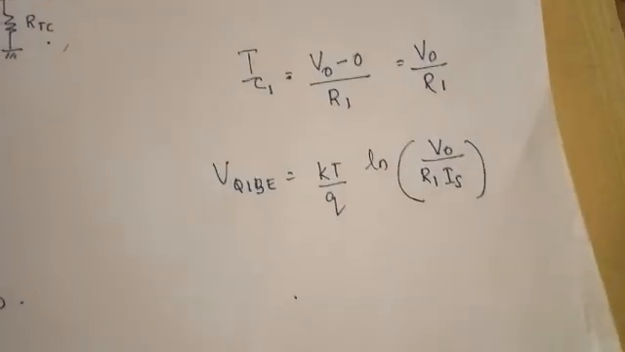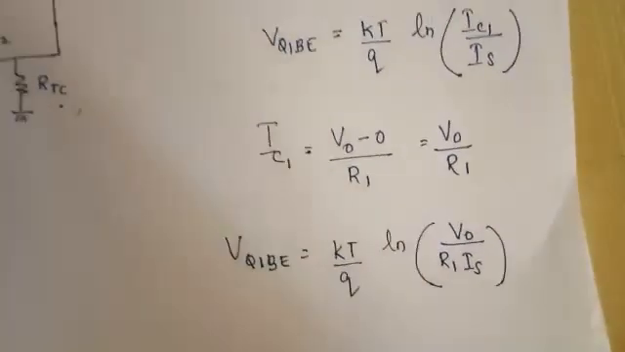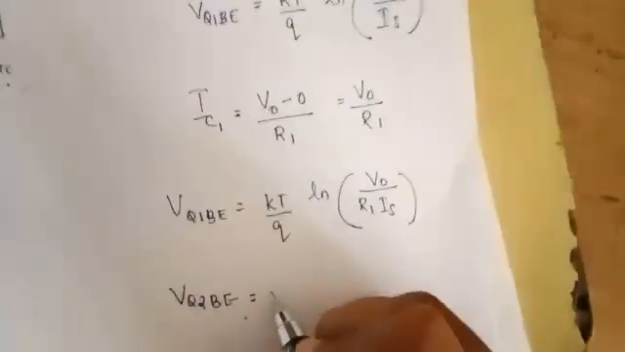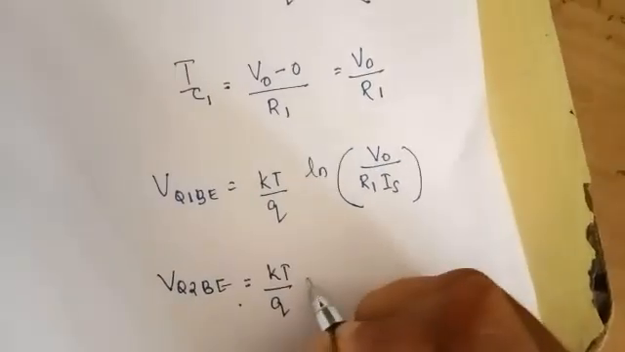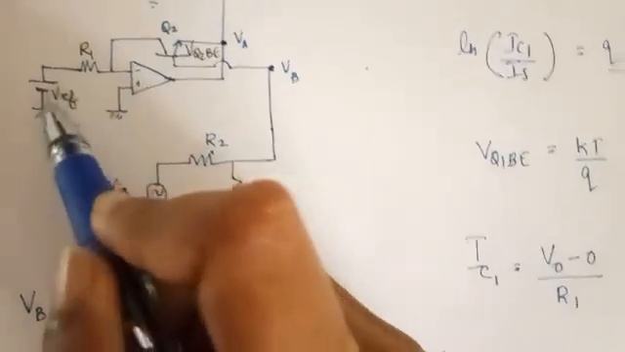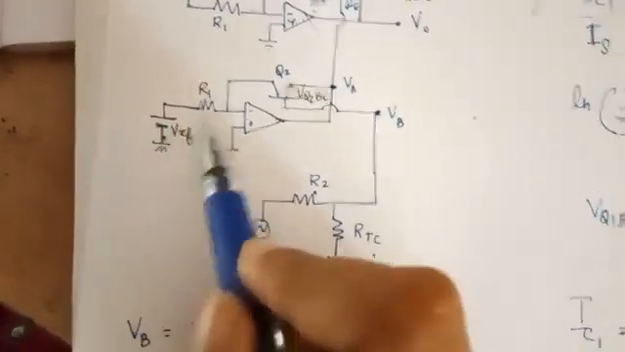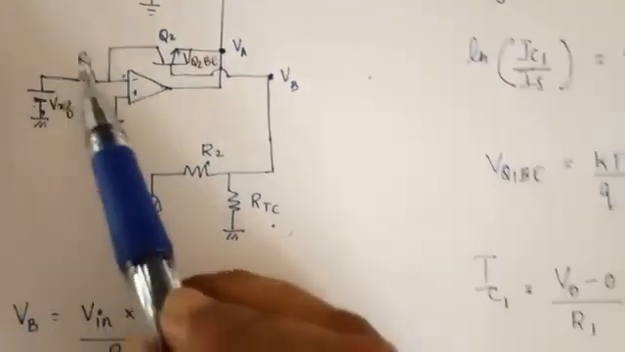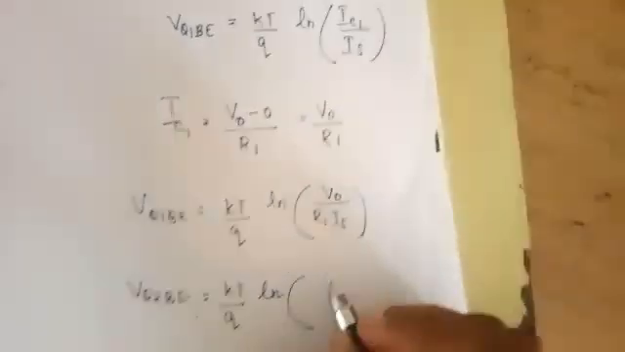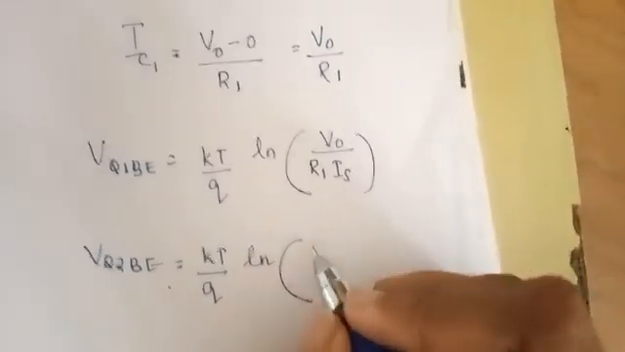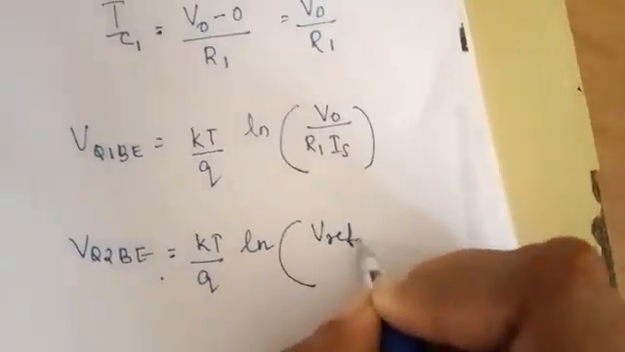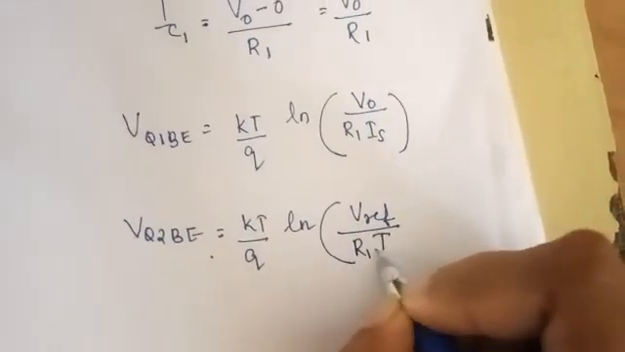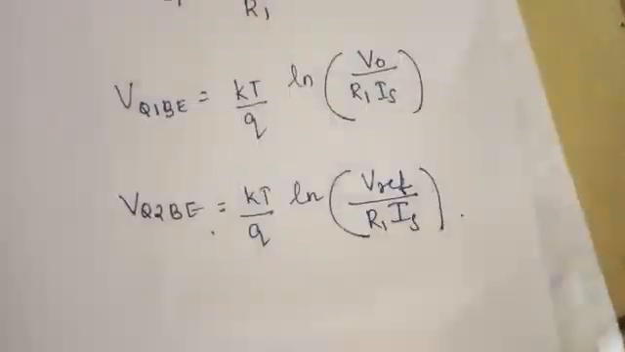Okay, now we are going to talk about VQ2BE. Similarly, VQ2BE is equal to KT by Q ln, instead of V0, the voltage here is V reference, not V0. Unlike this part, V reference minus 0 by R1. So here it becomes KT by Q ln V reference by R1 into IS.